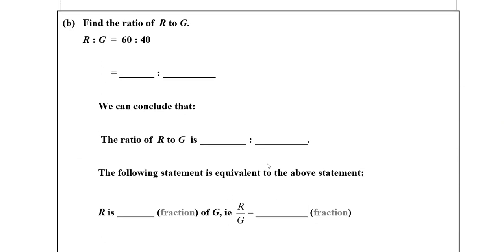Part B, find the ratio of R is to G, 60 is to 40. We know the common factor from part A, so we divide by 20 and get 3 is to 2. We can conclude that the ratio of R is to G is 3 is to 2. The following statement is equivalent: expressed as a fraction, R is 3 over 2 times G. You check the value: 60 is one and a half times 40, so 3 over 2 is 1.5 times 40. So R over G is 3 over 2.